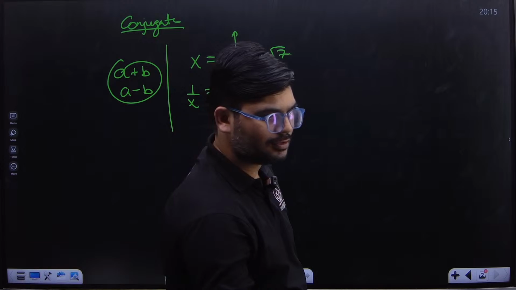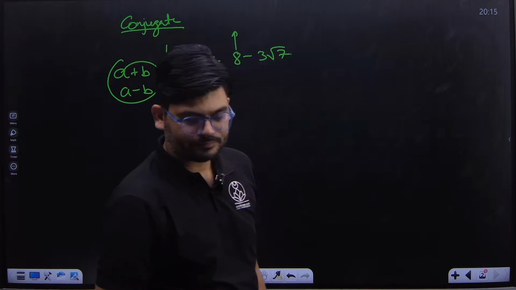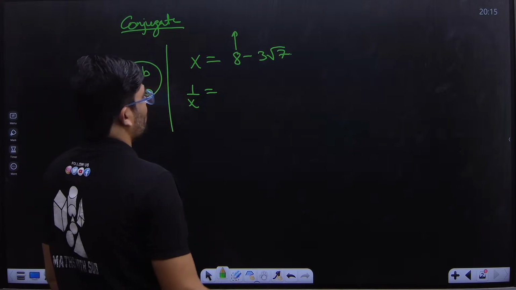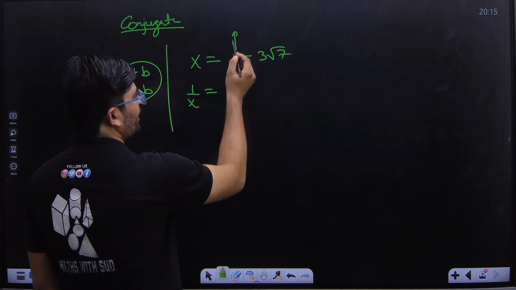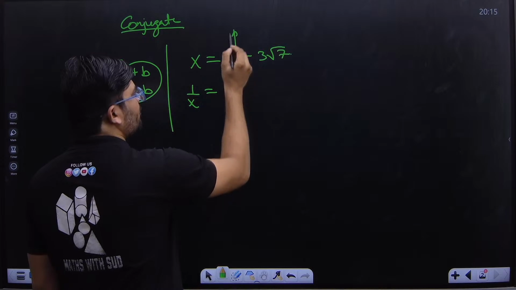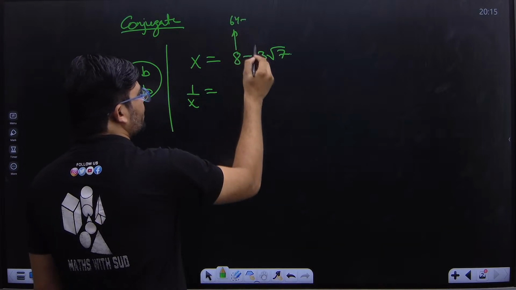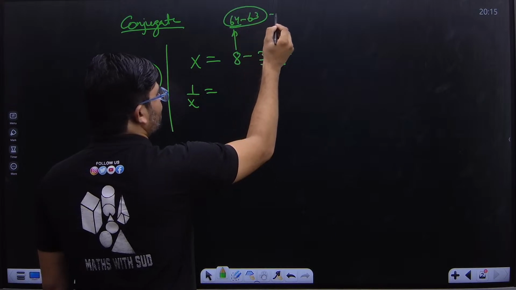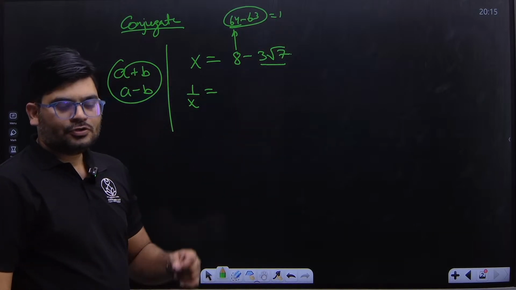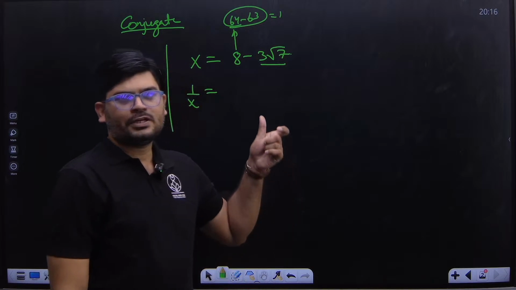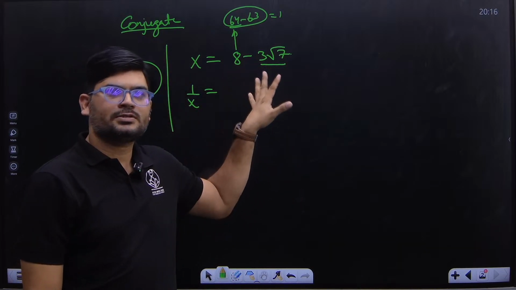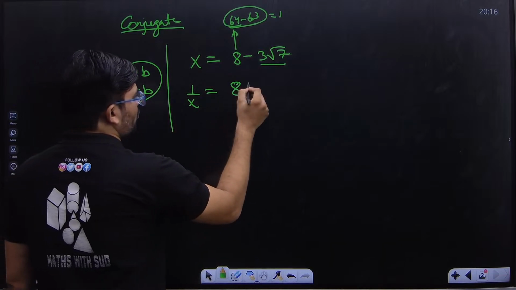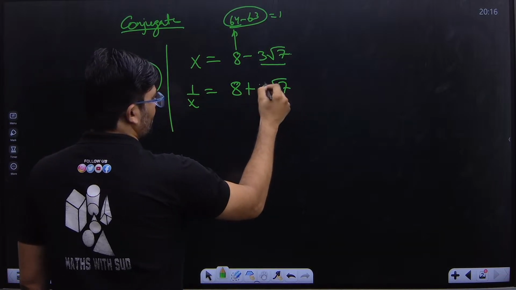I was just saying that you have to check if it's like a perfect square, then you can just put plus instead of minus. Yes, so I told you to check the square of the first number, that is 64, and the square of the second number, that is 63, and the difference between the squares is 1. So we can make a point that if the difference of the individual squares of two numbers is 1, then their reciprocal is their conjugate. Are you getting it?